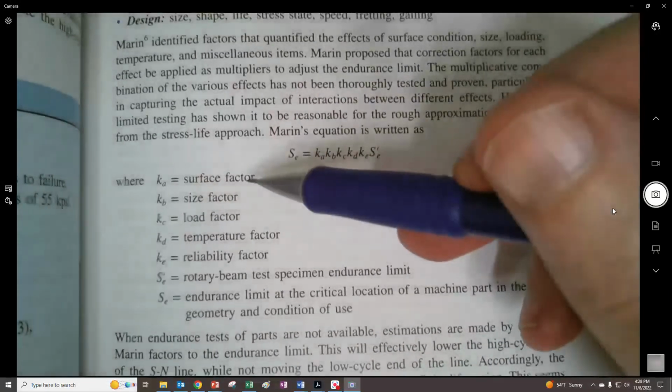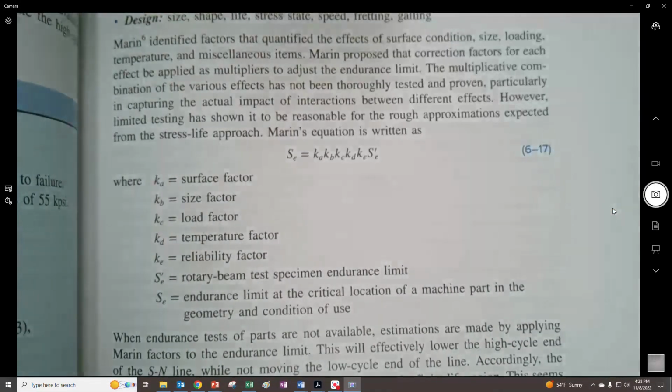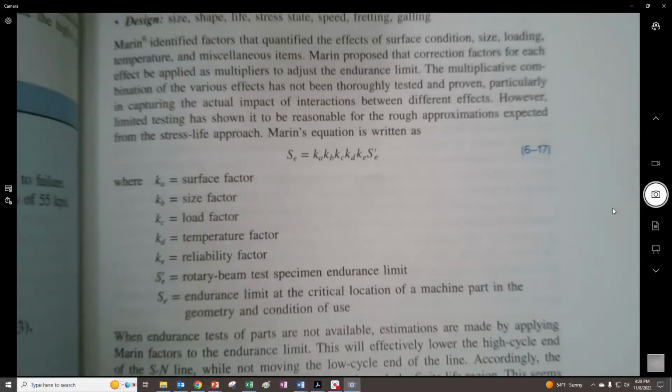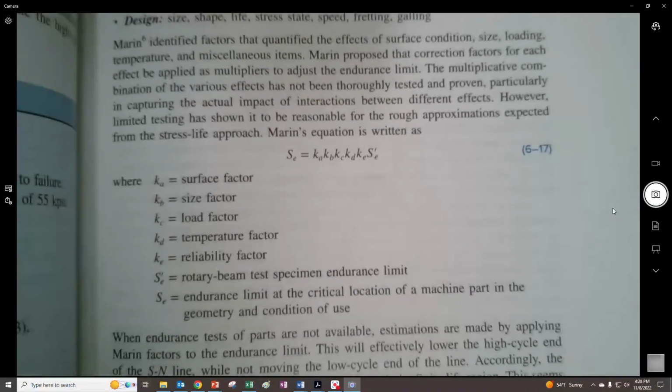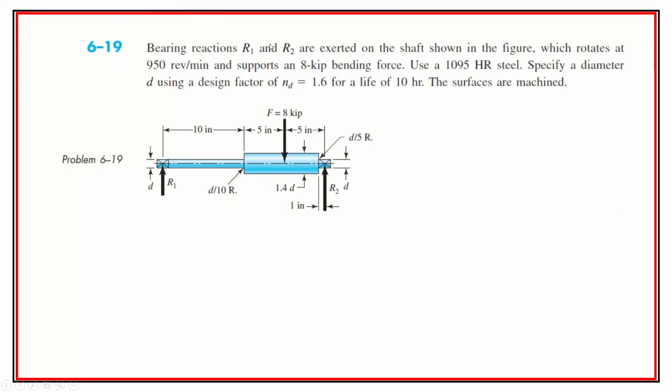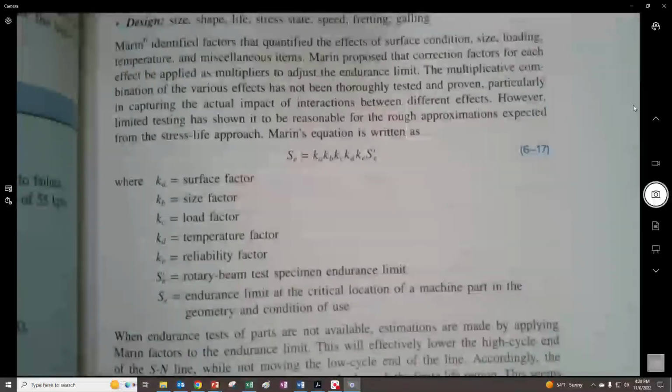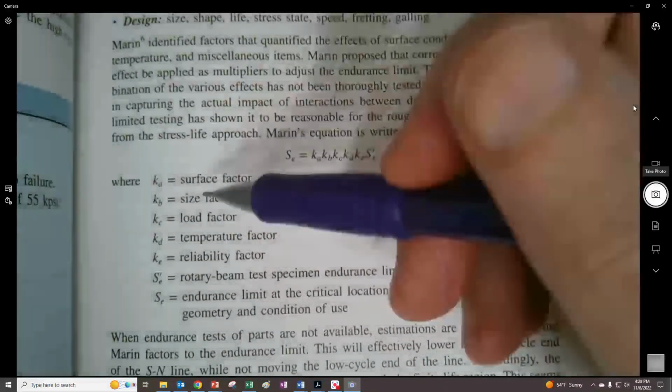So we have the surface factor. We can get that. We can call it machined, I believe. Let me see, did we specify anything? Did we say anything for sure? We see rotate, specify. Surfaces are machined. Yes, they did say. They said surfaces are machined, so we can get that Ka.